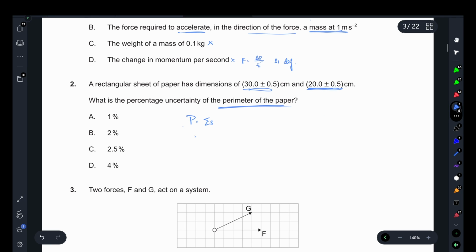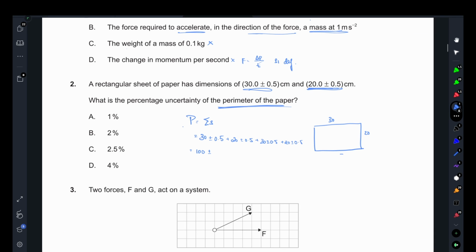So when you have the perimeter, so let's say this is a sheet of paper, this is 30 and this is 20. The perimeter will be 30 plus or minus 0.5 plus 20 plus or minus 0.5. Again, this one, 30 plus or minus 0.5 plus 20 plus or minus 0.5. Now this will give us 100, and since we're dealing with addition, uncertainties will just get added together.